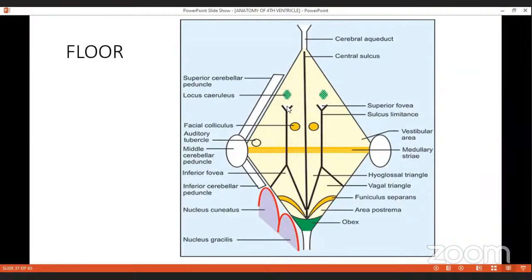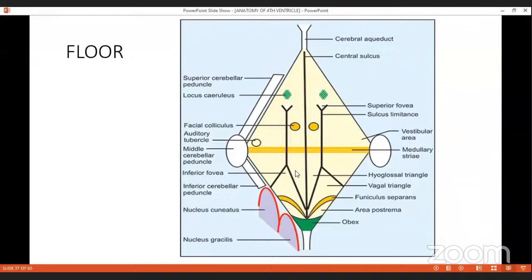On the superior aspect of the superior fovea, there is a region of grayish blue cells, which produce basically sympathetic hormones like noradrenaline. So these areas are called the locus ceruleus. Whereas on the medial aspect of the superior fovea, you have prominences which are called the facial colliculus, where basically the facial nerve passes around the nucleus of the abducens nerve, producing a prominence in the floor of the fourth ventricle, which is called the facial colliculus.